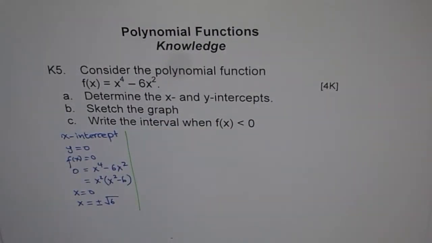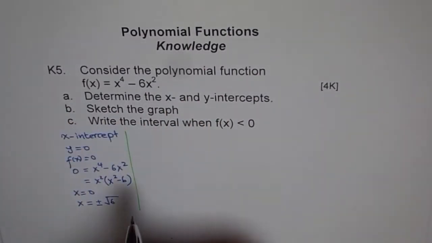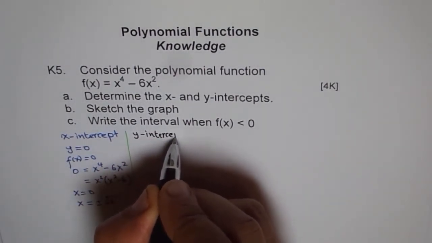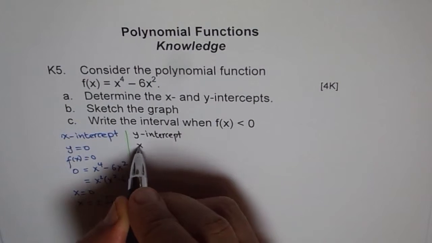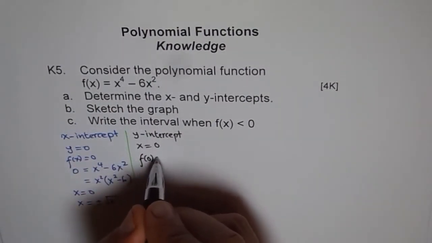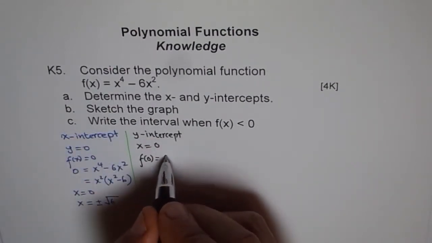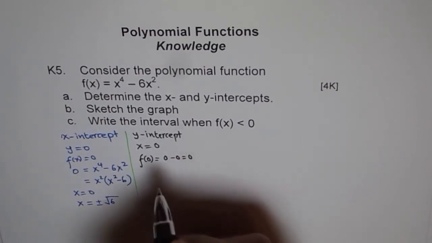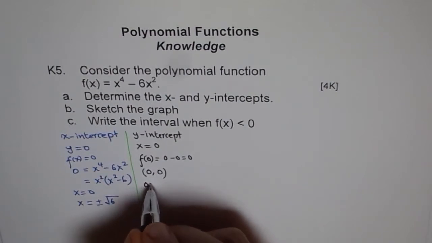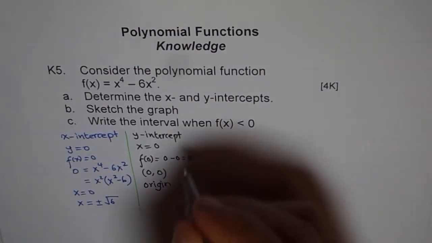Fine, let's do the second part of part A, the y-intercept. Y-intercept is where? Y-intercept means x equals 0. So we are trying to find what is f of 0. So y-intercept is f of 0. If I put 0 here, I get 0 minus 0. It's just 0, right? So y-intercept is the origin, 0, 0. Do you see that? That's what our y-intercept is for this function.